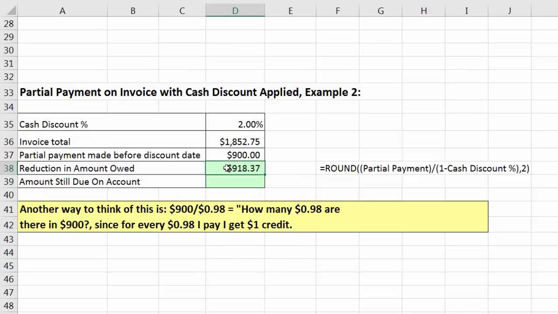Now, I actually forgot to round. I'm going to hit F2, and after the equal sign, I'm going to type round. And after the calculation, comma 2, close parentheses. We do run the risk of extraneous decimals if that percentage cash discount changes. We're doing money, and I'm going to use it in a subsequent calculation. The amount that's still owed equals, there's the full amount, minus the amount that was credited to our account, and enter. So we got credited $918.37, and we still owe $934.38.